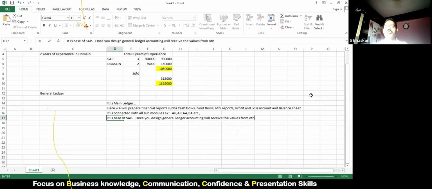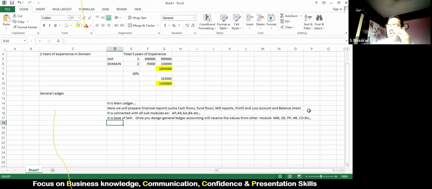from other modules, other submodules, other modules, because already I have mentioned the FI module, such as MM, SD, PP, HR, CO, etc. Whenever you do any kind of transaction in that area, finally the data will be transferred from that area to this area. So for that reason, we are using the concept called general ledger accounting.